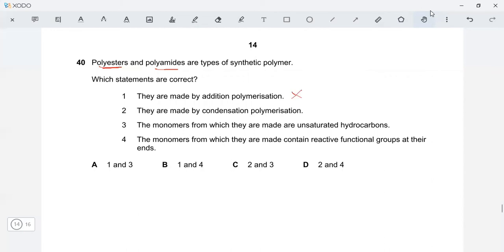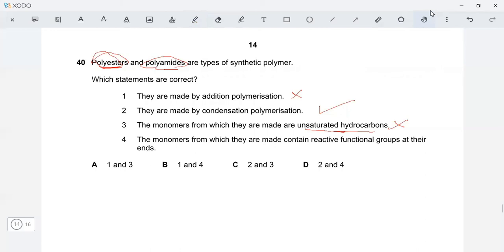Second statement, you read, they are made by condensation polymers. Okay, it seems to be right. Okay, now read the rest of the 2 statements. Third is the monomers from which they are made are unsaturated hydrocarbons. It should not be unsaturated. Unsaturated hydrocarbons will undergo addition polymerization reaction, not condensation. Polyester and polyamide are made by condensation polymerization reaction. Condensation, we need to have 2 different functional groups, like in a polyester, alcohol group and acid group will be there. In polyamide, amine group and acid group will be there. So, third statement is wrong.